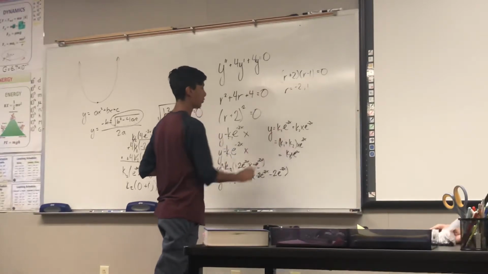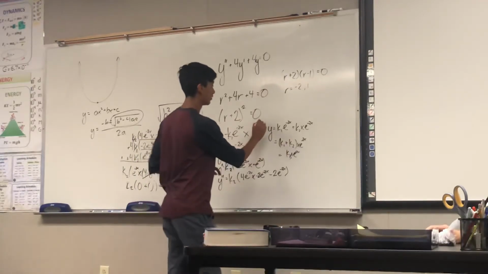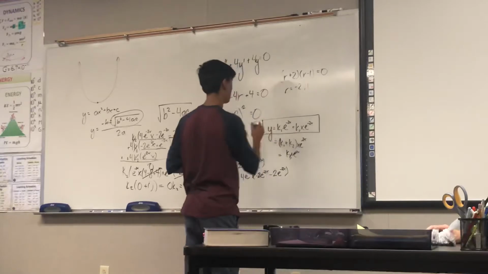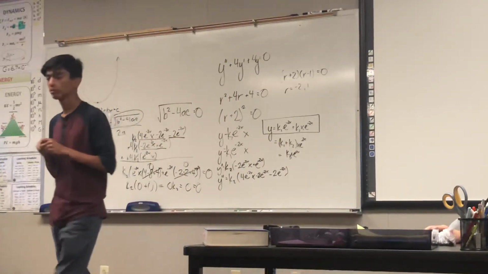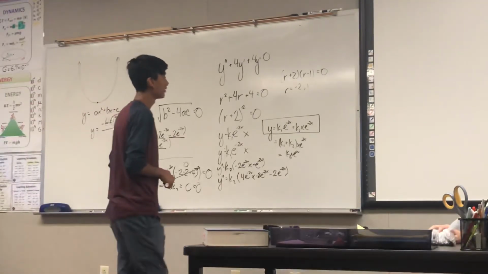It wouldn't be a complete solution, because you're still missing this part. Oh, so could it be something like y equals k1 times e to the -2x plus k1 times e to the -2x times x, and then the same thing but with k2? Well, k1 and k2 are just arbitrary constants. We can name them anything. Oh yeah, okay, that makes sense now.